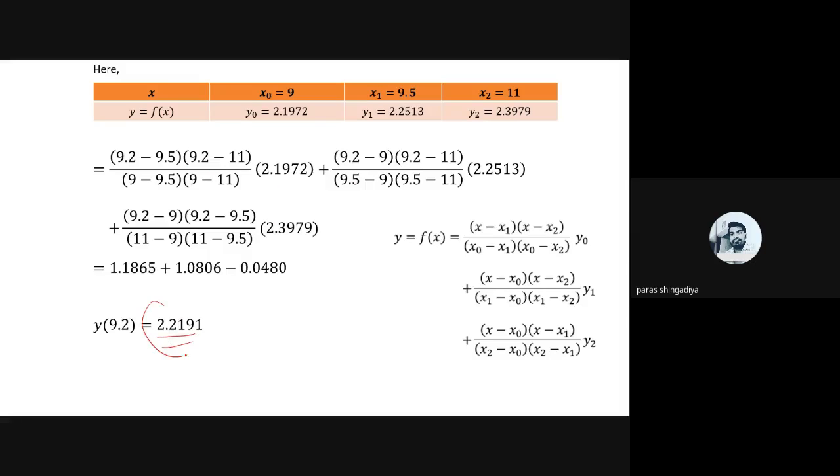Now after that we can also verify this answer. y of 9.2 is 2.21, and we can verify that 9.2 lies between 9 and 9.5. When x0 is equal to 9, y0 is 2.19, and x1 is equal to 9.5, y1 is 2.25. So the answer for 9.2 should lie between 2.19 and 2.25. Your answer should be in the range. That is the correct form of answer, and it is an approximate answer only, not an exact answer.